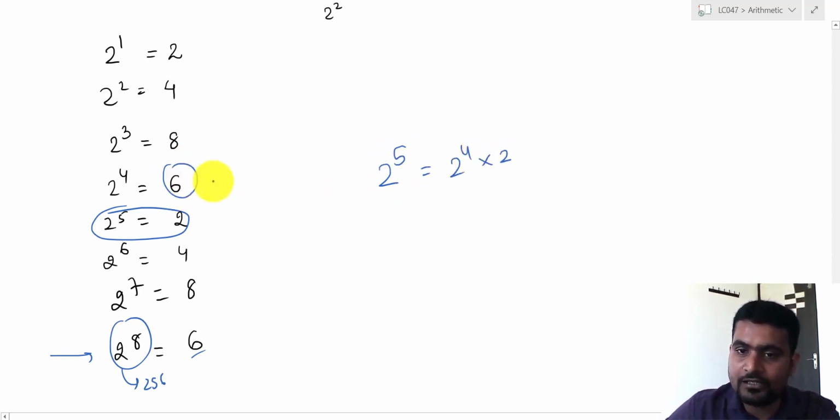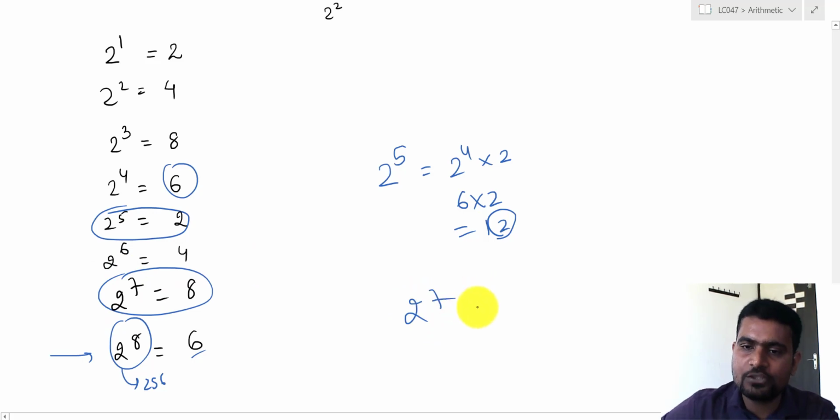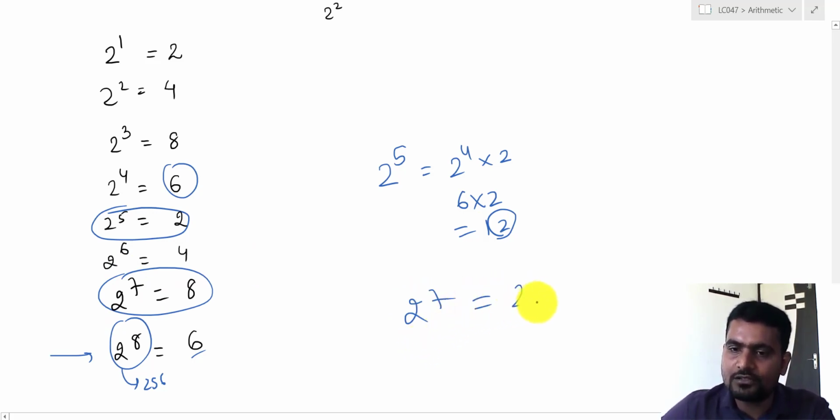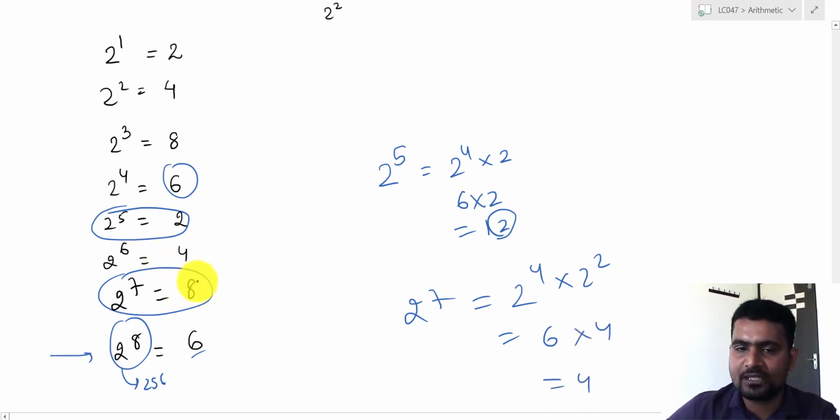2 raised to power 4 has unit digit 6. 6 into 2 is how much? 12, and the unit digit is 2. Same way, suppose you don't know 2 raised to power 7. So 2 raised to power 4, 2 squared. This is 6, this is 4. What is the unit digit? 4. So you can simply say that it is 4.